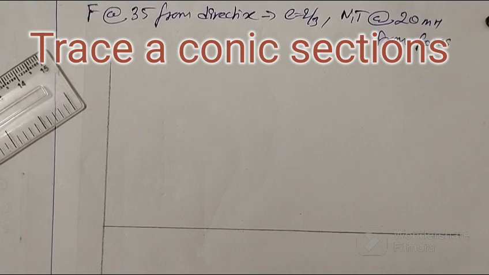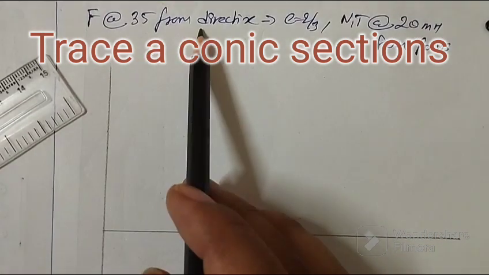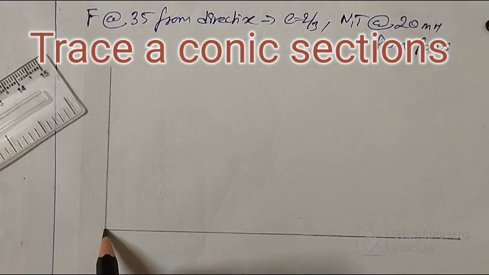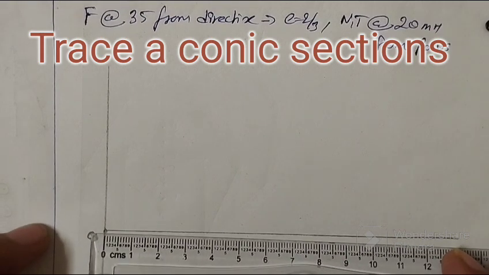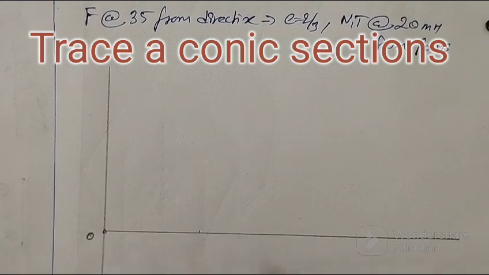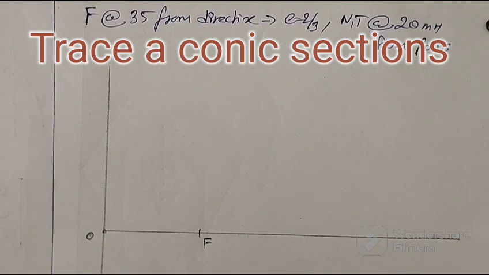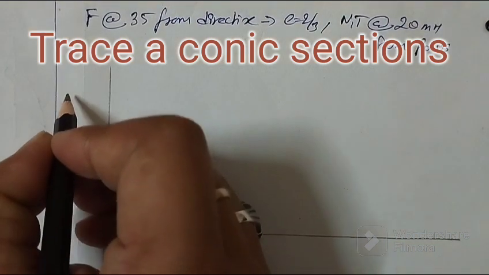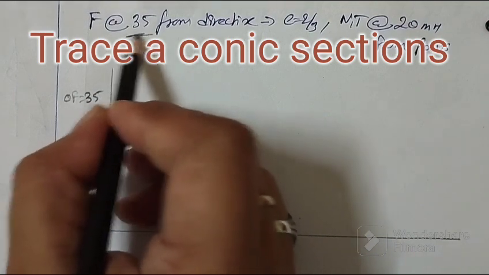If you look at the question, they are saying to draw the focus at a distance of 35 mm from the directrix. So let this point be O. I will take 35 mm from point O and mark it as focus. So this is my point and I am marking that point as focus. Now, my OF is how much? 35. So I will note down here, OF is 35, given.